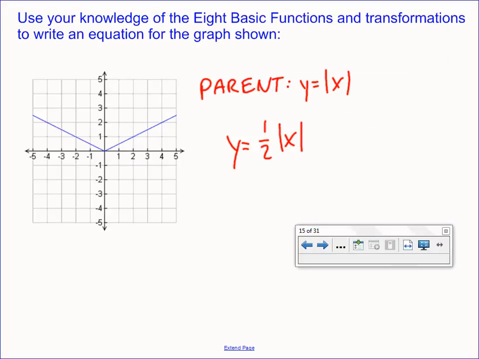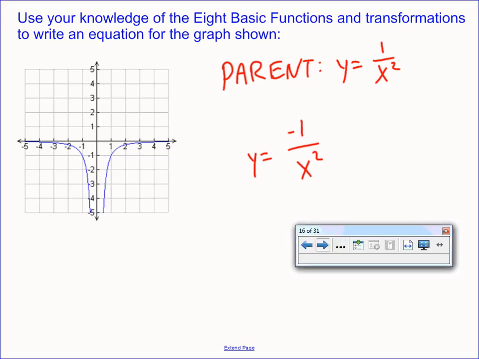The parent was absolute value function. This one is half as tall. The arms are half as steep, so the new equation would be y equals 1/2 absolute value of x. And these are the trickiest because it's just our second day working with them. But this would be the correct answer. The parent function would be the inverse squaring function, 1/x², except this one was upside down, down, down, in quadrants 3 and 4.